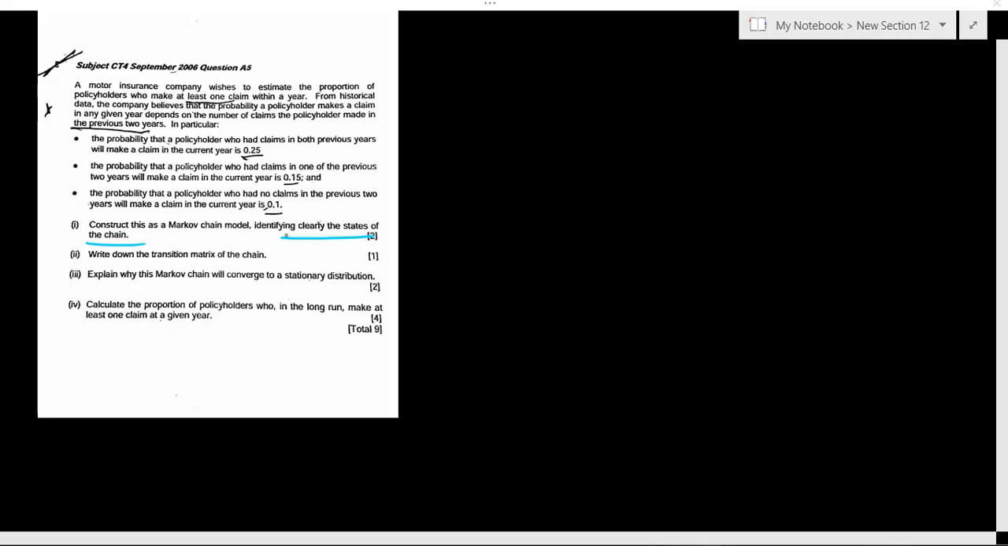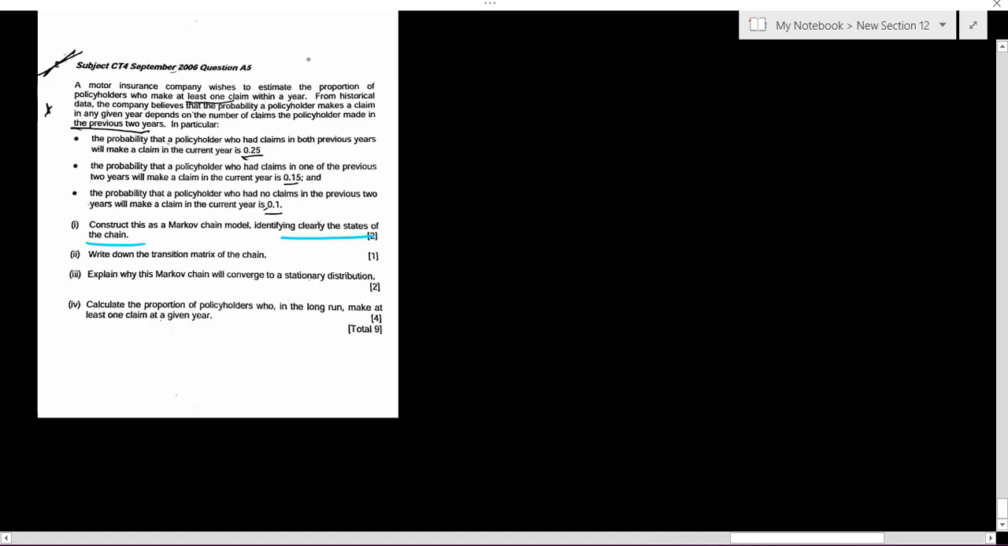Okay, so let's look at this next question. It says that a motor insurance company wishes to estimate the proportion of policyholders who make at least one claim within a year. Okay, so sort of a no claim discount kind of a problem. They wish to estimate the proportion of policyholders who make at least one claim within a year.